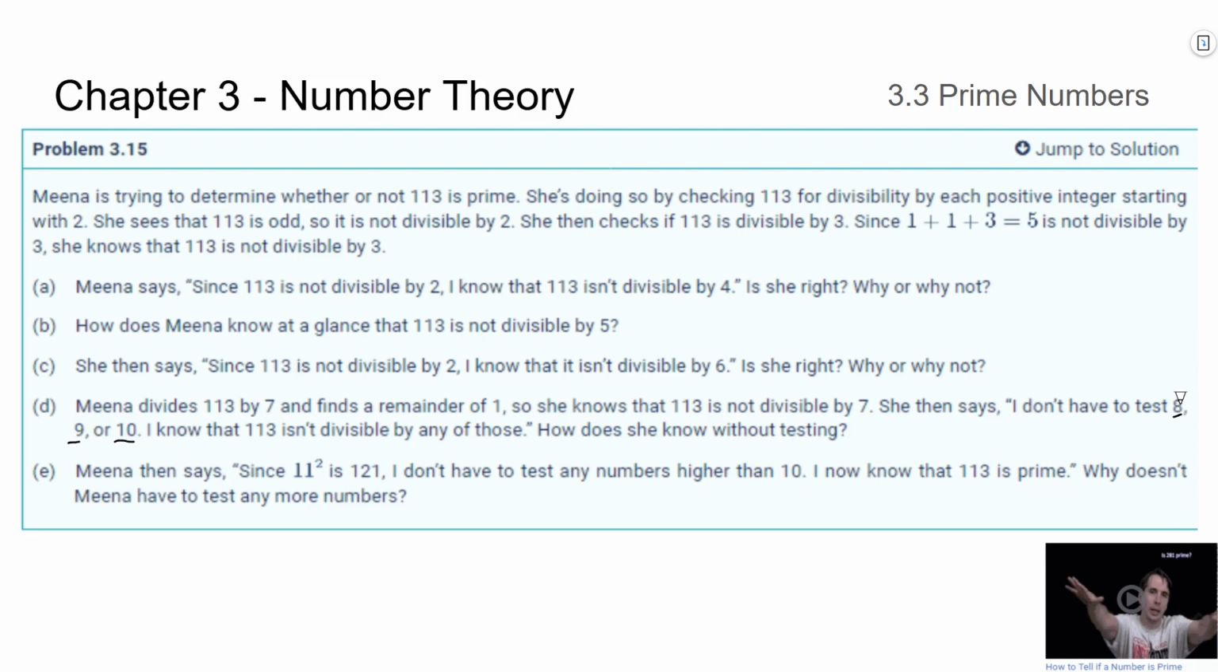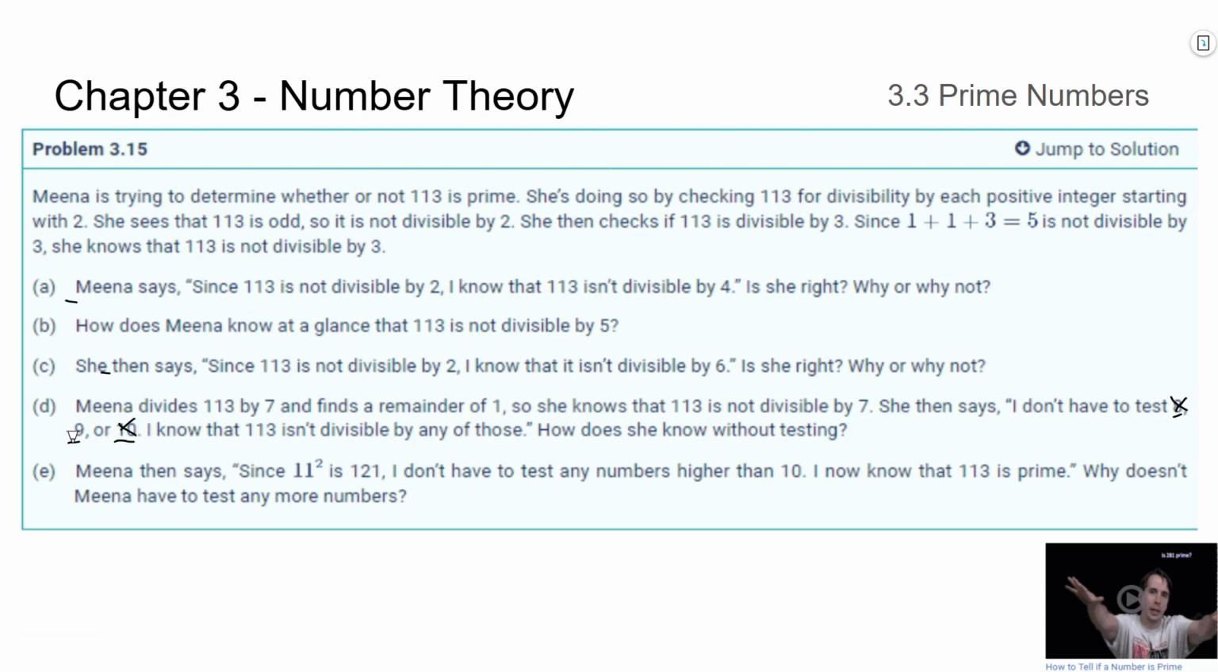Well, 8, same reason as for C and A, right? 8 is a multiple of 2. And if 113 is not divisible by 2, then it can't be divisible by 8 or 10 for that matter. Also 10, it would end in a 0 if it was a multiple of 10, right? So 10 can't be it for multiple reasons.